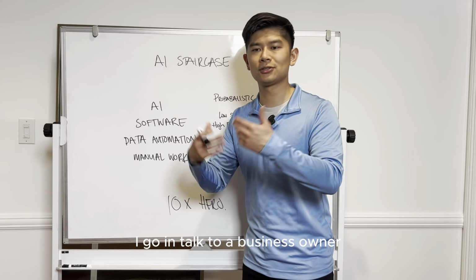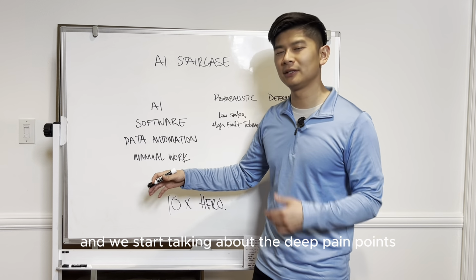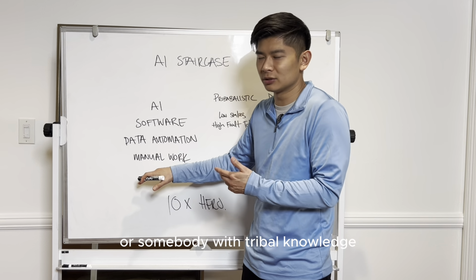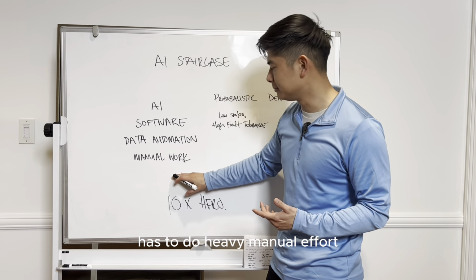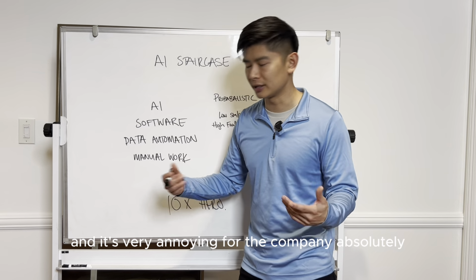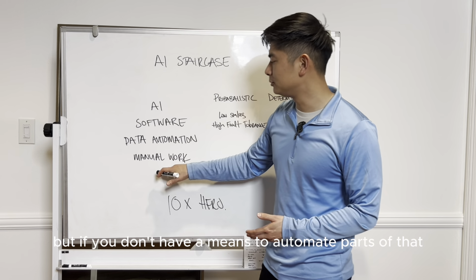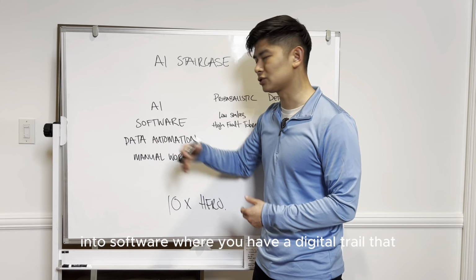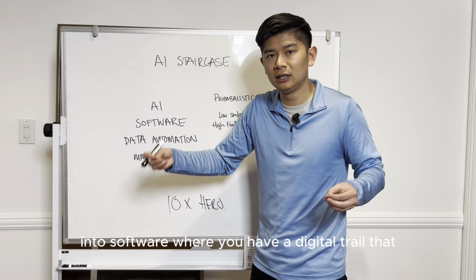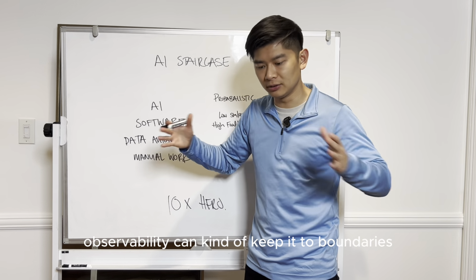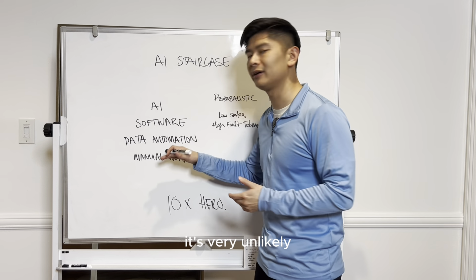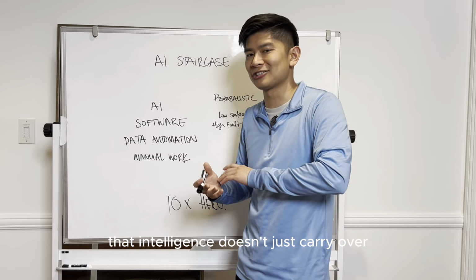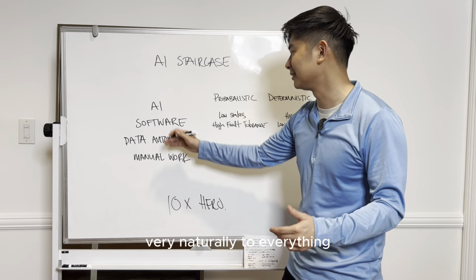I go in, talk to a business owner, and we start talking about the deep pain points, where some highly skilled person or somebody with tribal knowledge has to do heavy manual effort, and it's very annoying for the company. Absolutely. But if you don't have a means to automate parts of that or to get it into software where you have a digital trail that observability can keep to boundaries, it's very unlikely we're going to be able to just jump straight to AI, right? That intelligence doesn't just carry over very naturally to everything.